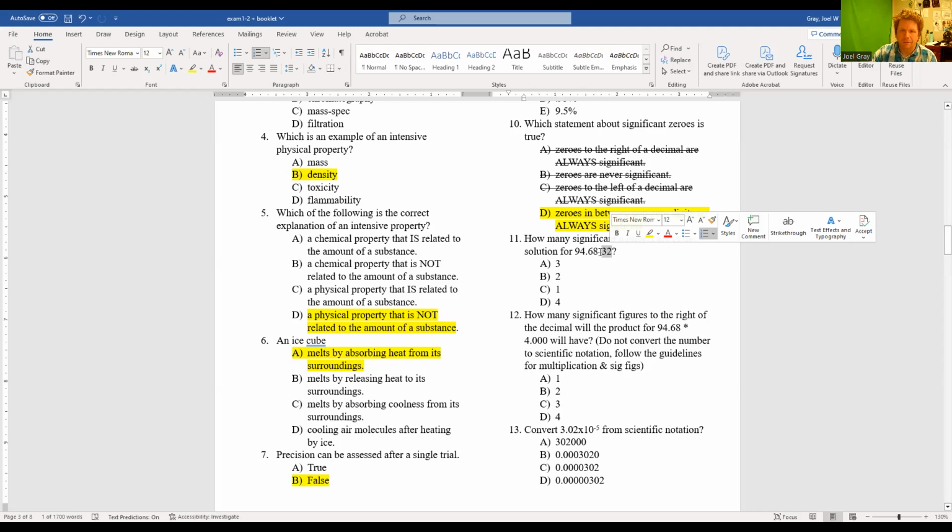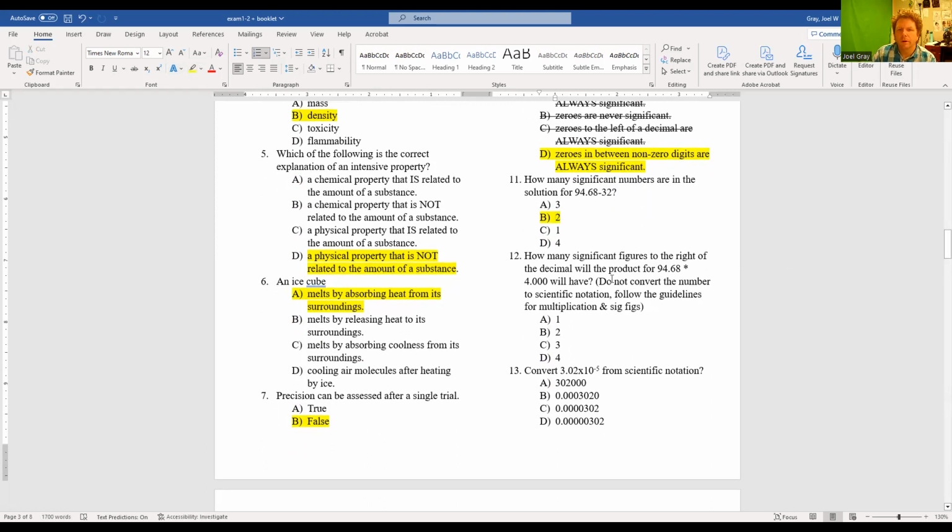So our answer then, what we're going to do is basically look at 94.68 minus 32, and we're going to be left with an answer that is basically 62. So our answer only has 2 significant numbers in it. Okay, 11 is B.